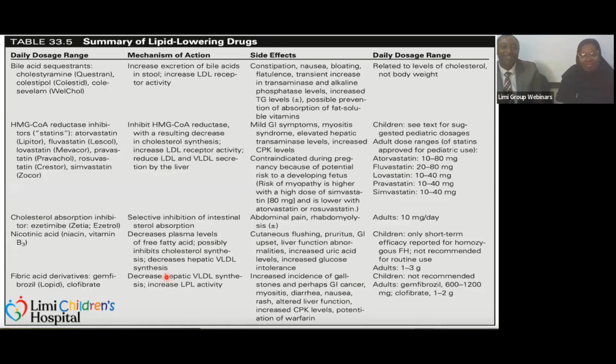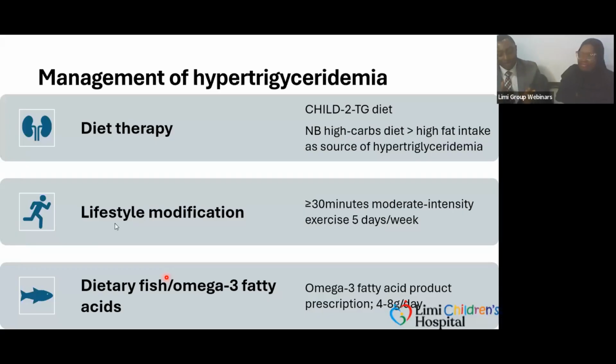So how do we manage? We've talked about management of hypercholesterolemia, which is one of the dyslipidemias. We're now looking at elevated triglycerides, which is another dyslipidemia. These are the two we are discussing today. Again, diet and lifestyle. We assume the Child 1 diet is for all of them. Now we'll try the Child 2 diet that is specific for triglycerides.